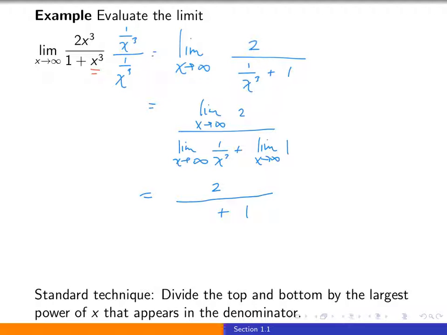For the limit as x approaches infinity of 1 over x cubed, let's just note that as long as n is a positive number, the limit as x approaches infinity of 1 over x to the n is going to be 0. Because as x goes to infinity, that x to the n is going to become really large, and 1 divided by something really big is 0. So the first limit in the bottom is also 0. So we end up with 2 over 1, which is the number 2.